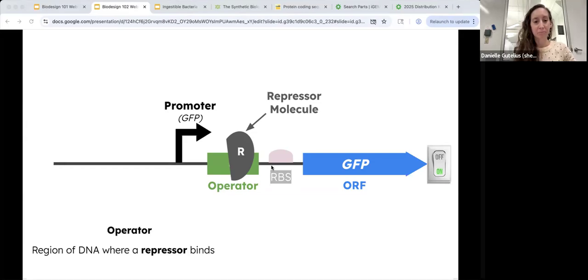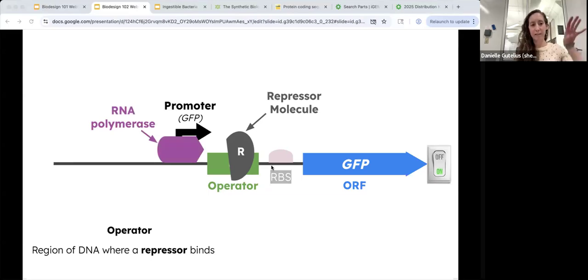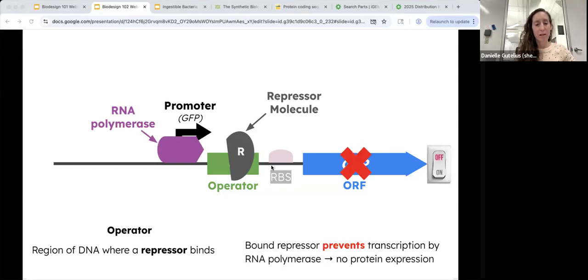So here we have a repressor molecule. It functions by blocking RNA polymerase. The RNA polymerase can still bind to the promoter region, but it's got a roadblock, something blocking it, and it can't move forward. So the repressor being bound to the operator is going to prevent transcription. We're not going to get protein expression, no GFP, no color. Perfect. We've got that part situated.